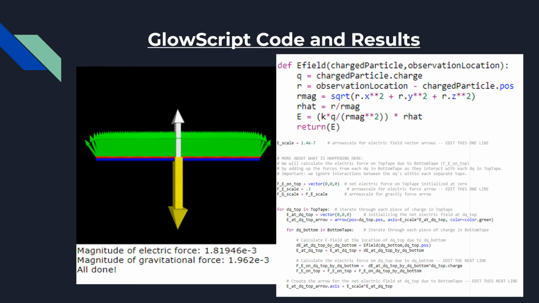This is the result of my GlowScript code, where I calculated the electric force with the point charge formula from the previous experiment and compared it to the gravitational force. Not only that, but the bottom code also shows a visual representation of how a uniformly charged tape would look in terms of vectorial electric fields and the net electric field. The white arrow points up for the electric field and the yellow arrow represents the gravitational force, and both of them cancel each other, equaling a net force of 0.